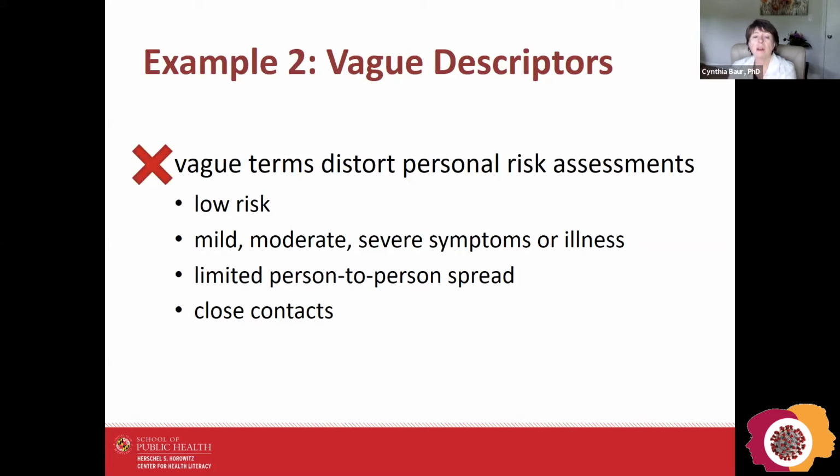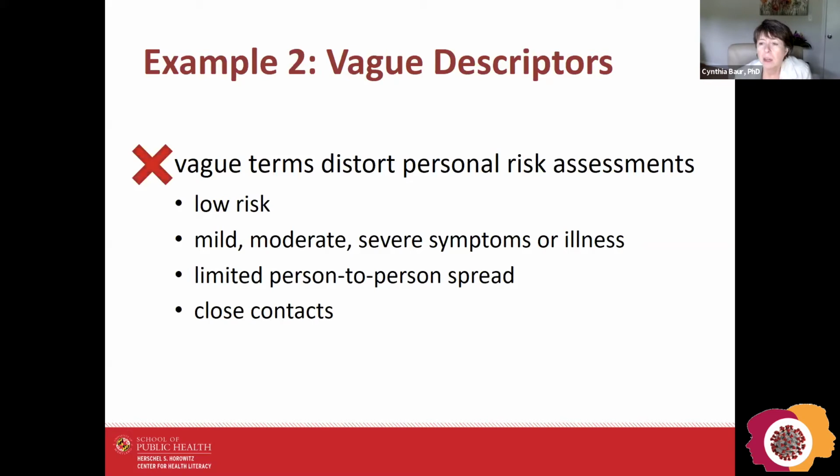We saw this phrase of limited person-to-person spread, again without much definition. What does limited mean? It's a very standard phrase in public health language, but is that one person, two persons, five people? A small crowd? The reason that's important is that if it's a matter of being exposed to one other person, you're going to have a different sense of the risk than if limited person-to-person spread means that in a very large crowd, the chances of you actually running into somebody with symptoms or an illness would be quite low.